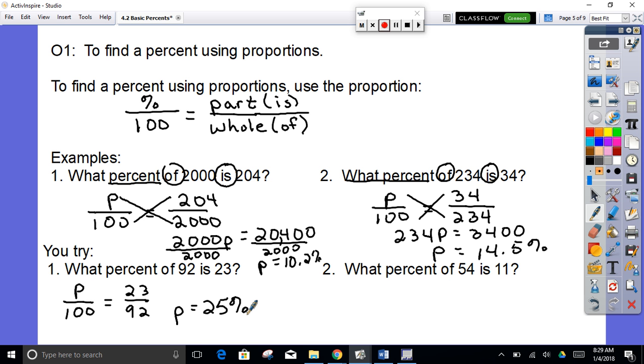Okay, number 2. Irene, you want me to just give the answer? Or how? Tell me the answer first. Okay. 20.37%. Okay, 20.37. And how did you set it up? I did P over 100 equals 11 over 54. Okay, and we get P equals 20.37%. Okay, any questions about those?